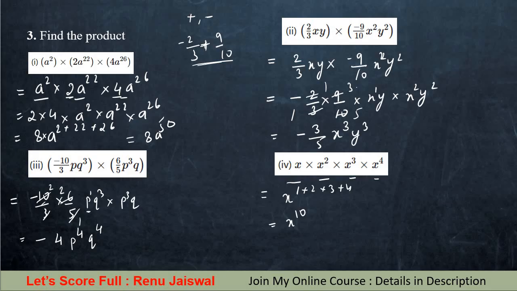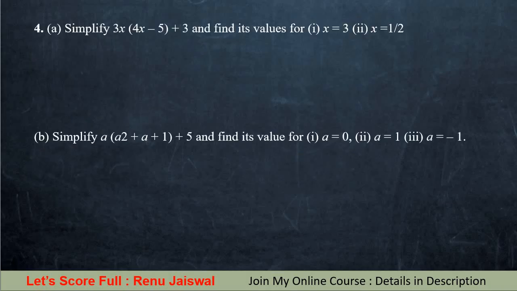I hope you understood so well, because it's a polynomial and we have learned this in the previous exercise as well. Now question 4a says, simplify this and find its value for x is equals to 3 and x is equals to 1 by 2. We have done this before. What we have to do? Multiply first. Then substitute the value of x as 3, means wherever you see x, substitute 3. And in the second case, again whatever you have multiplied, put x is equals to 1 by 2. So we will do one by one.